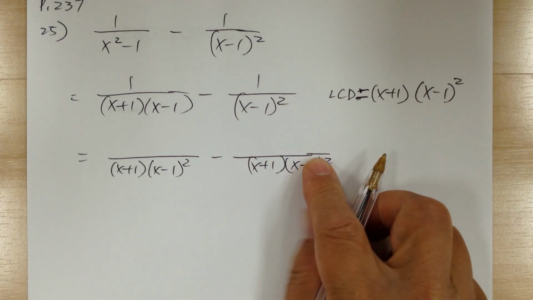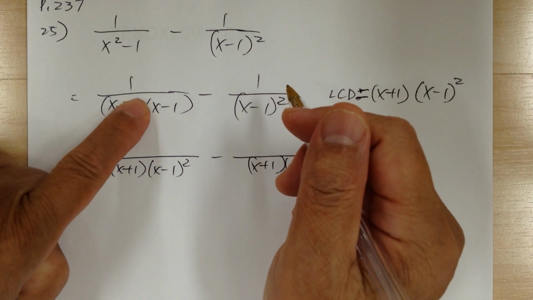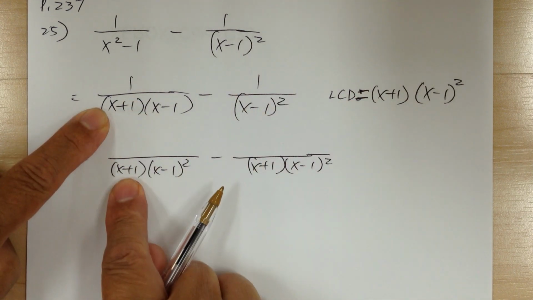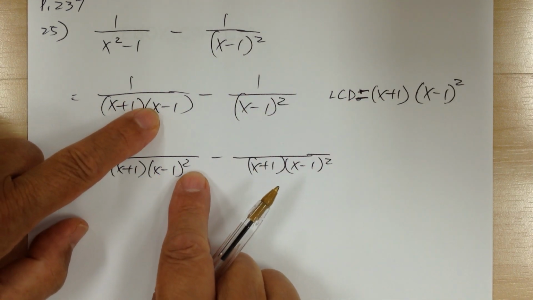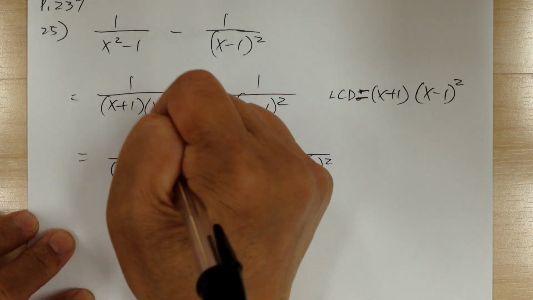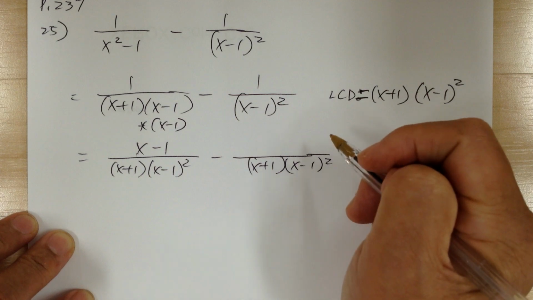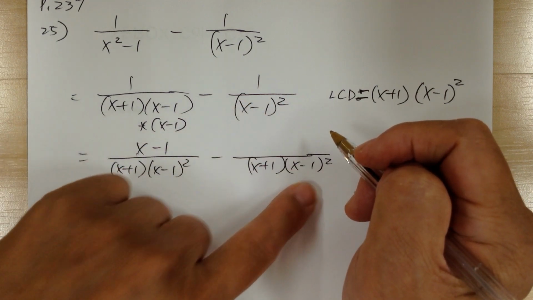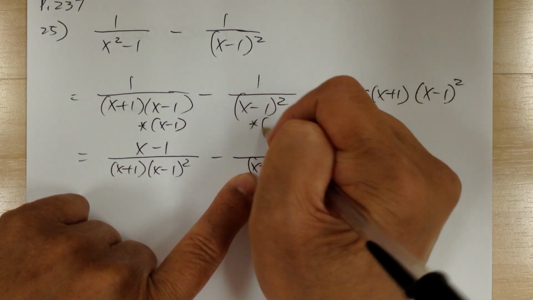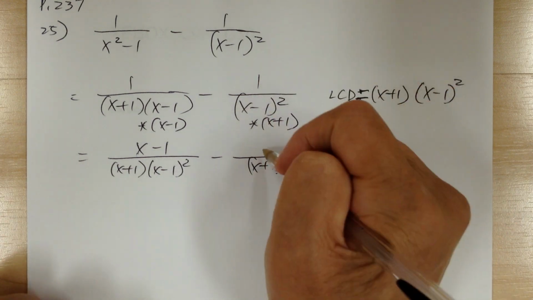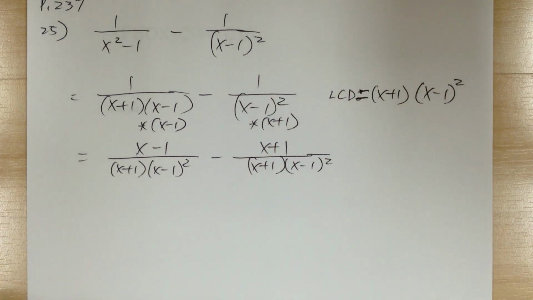That's your step 2. Step 3, you have to figure out how you're going to get from here to here. Well, you have this one, but this one you need one more to get a square, right? So you're missing the x minus 1, so you're going to get x minus 1 on the top. This one, from here to here, you're missing this one here, so you need to get x plus 1. So you're going to get x plus 1 on the top.